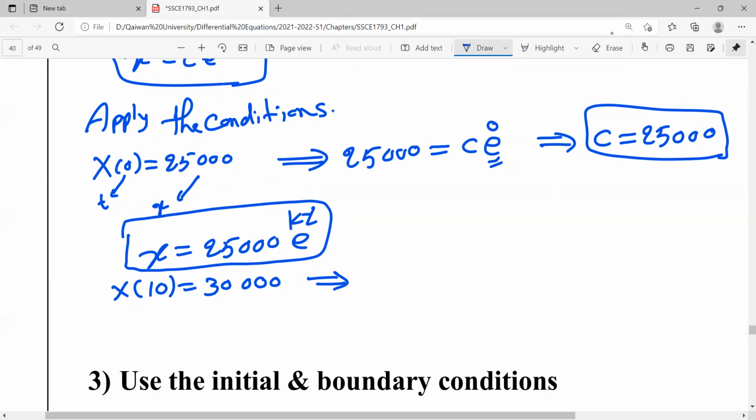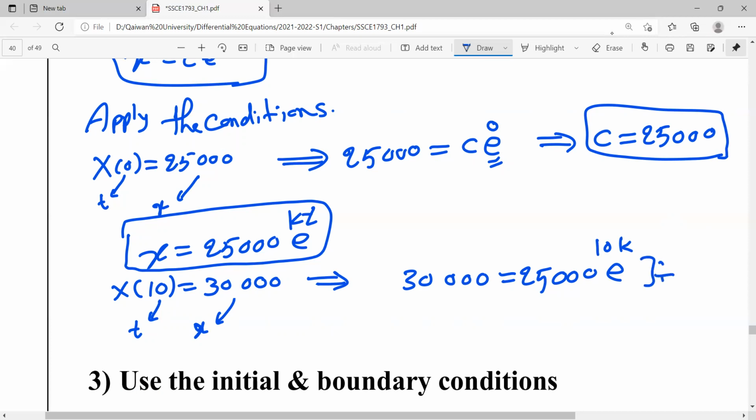In this equation, we say if t is 10, x is 30,000. That means we replace t by 10 and x by 30,000 in the last equation. Let's see what we get. We get 30,000 equals 25,000 e to the power, t is 10, so 10k. Now we divide both sides to find the value of k. We first divide both sides by 25,000 and we get 5.